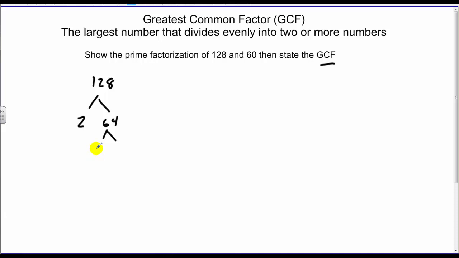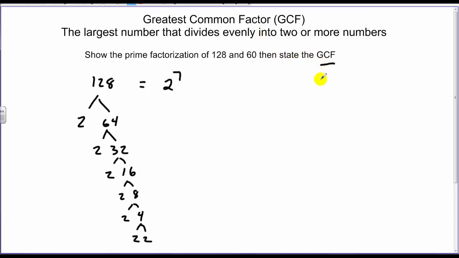I'm just going to break it all down and go 2 and 32, 2 and 16, 2 and 8, 2 and 4, and 2 and 2. So you'll see at the end of the tree I have 1, 2, 3, 4, 5, 6, 7 2's. So 128 is 2 to the 7th power.